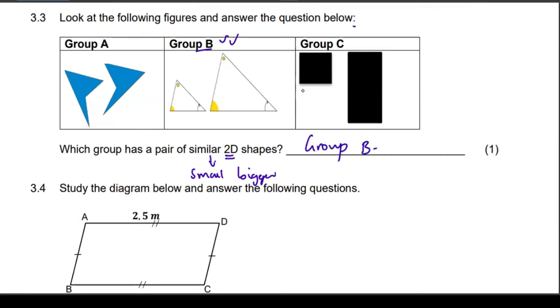for this question. Why? Because this is a small triangle, this is a big triangle. When you look at the direction of the angles, they are exactly the same. Why are we not choosing A? These shapes are exactly the same size. So rather, these ones will be congruent. We are saying these are similar.